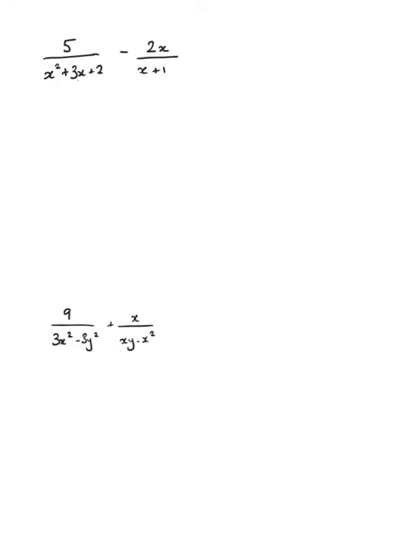Sometimes we might need to deal with quadratics. It's going to be exactly the same sort of idea again. Let's factorise the bottom there. So I've got 5 over (x+2)(x+1) minus 2x over (x+1). Now you'll note on the bottom there I've got x+1 in both parts. So my common denominator is going to be (x+2)(x+1).